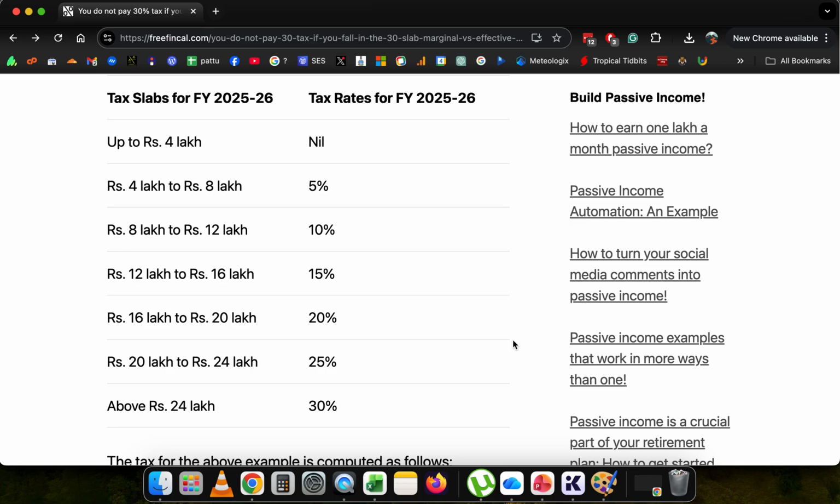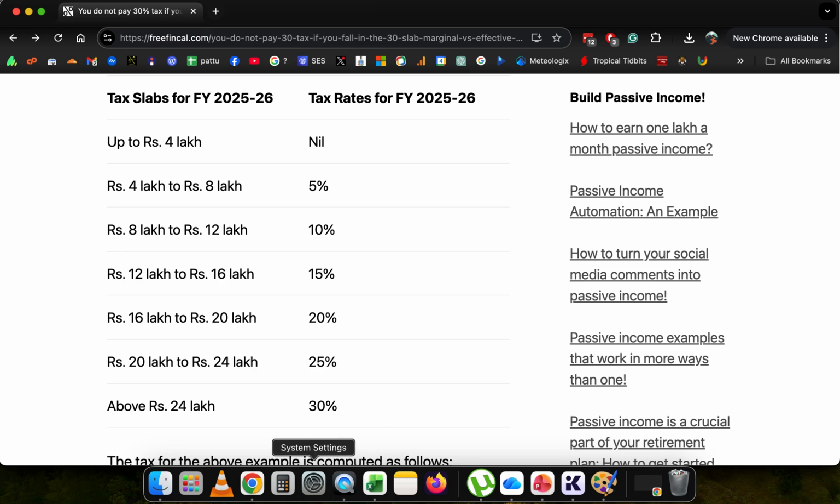Beyond that, income exceeding 12 lakhs to 16 lakhs is taxed at 15%. So the additional income is taxed. The income above 12 lakhs up to 16 lakhs is taxed at 15%, and so on. You can see the slab rates. So only the income above 24 lakhs is taxed at 30%. So let's see how this works.